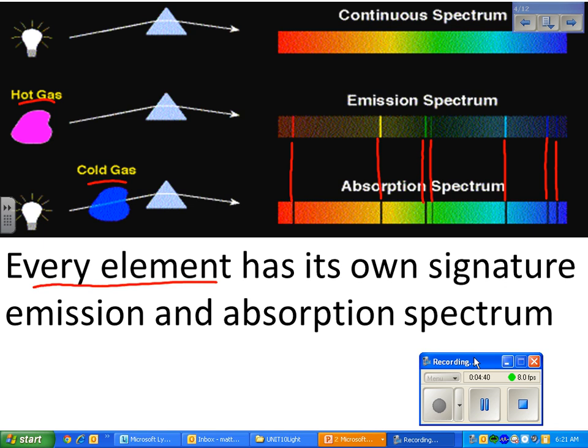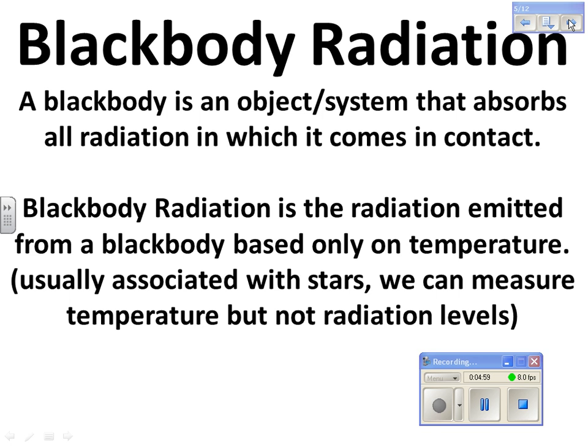All right? So every element has its own signature emission and absorption spectrum. You're probably most familiar with something like this. This is the continuous spectrum. If I shine a white light through a prism, it's going to break apart into all the different types of light there is. That's called a continuous spectrum.